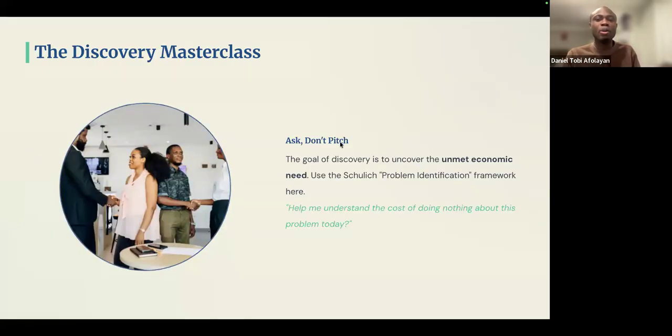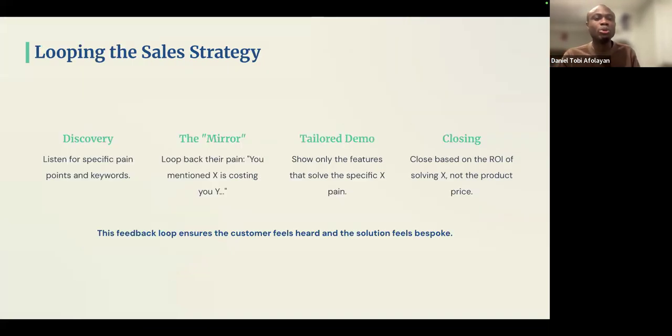And I always tell people, ask, don't pitch. When you meet people one-on-one and you are talking to someone with your elevator pitch, don't pitch. Ask them, help me understand the cost of doing nothing about your pain points, right? And that would help you to do that.